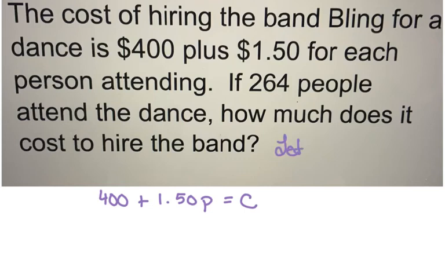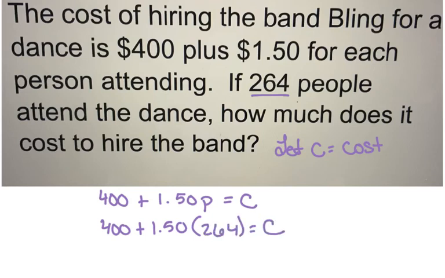So hopefully you created a let statement where we let C, you could have used any variable you wanted, equal the cost. Okay? We actually know how many people were here, 264. So we would have 400 plus 150 times 264 would be the total cost. So this one was actually kind of nice and easy where you're just plugging these numbers in. We have all these keywords, plus, each, okay? Remember, each means to multiply. So from there, you can just type that in your calculator.